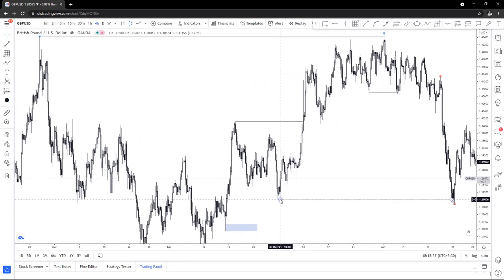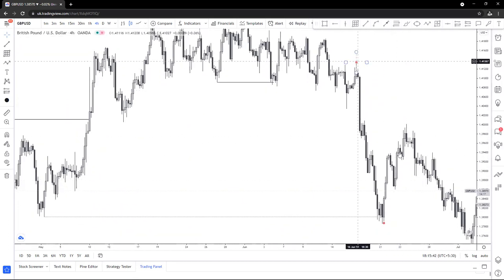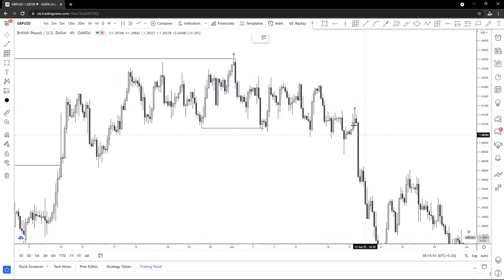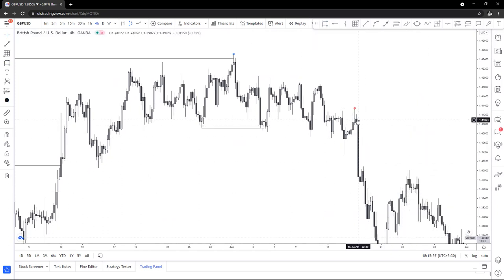Now, where will the pullback go into? Into the premium of this 4 hour range, from this high to this low. People would have looked at this. Why did it come there?